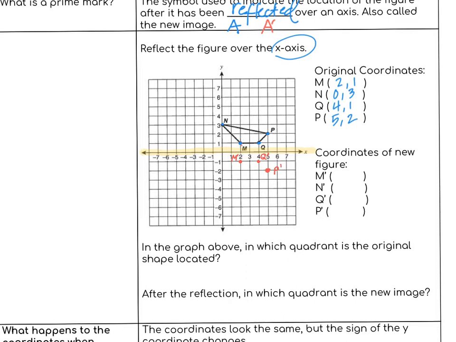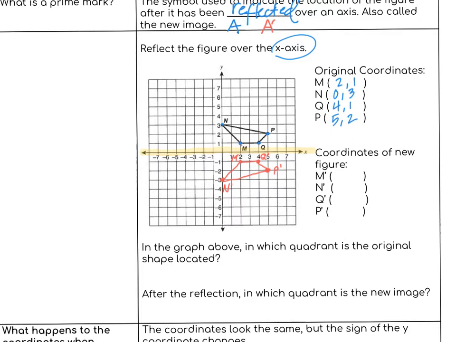And then with our N, the original N was on the y-axis. This one is going to stay on the y-axis, but the original N was at positive 3, and so our new N is going to be at negative 3. So now let's go ahead and connect our points. And as you can see, it looks like a reflection. Like if you were to look into a mirror, or if you were to look into water, it should look kind of like that type of reflection to you.